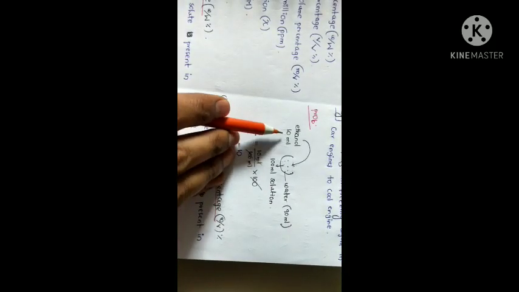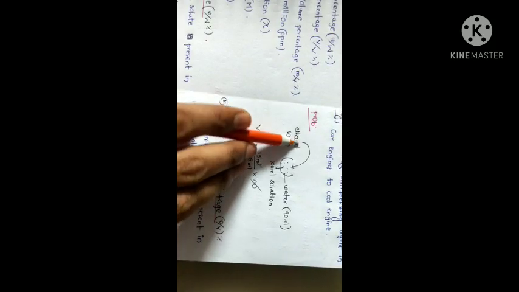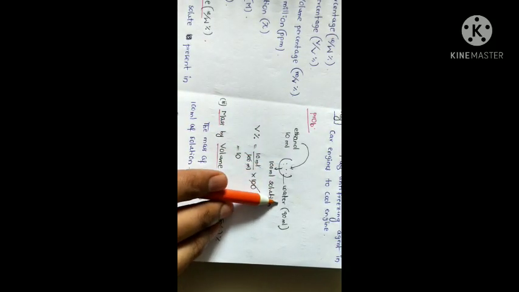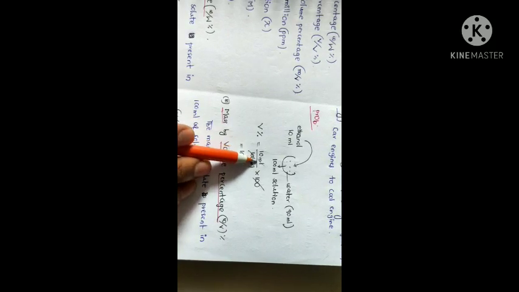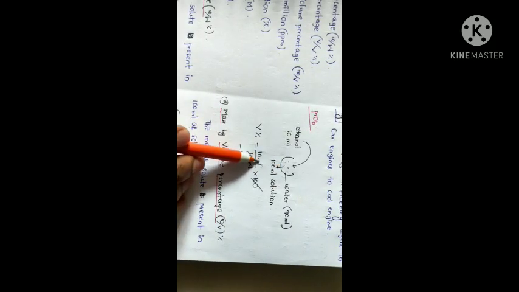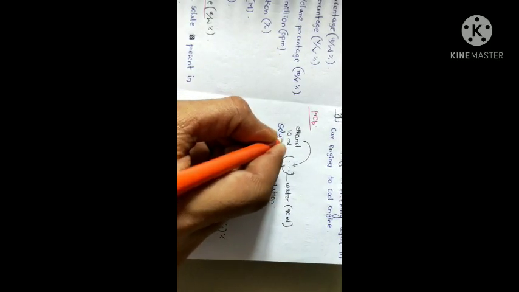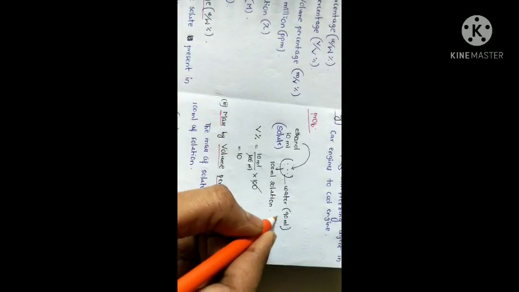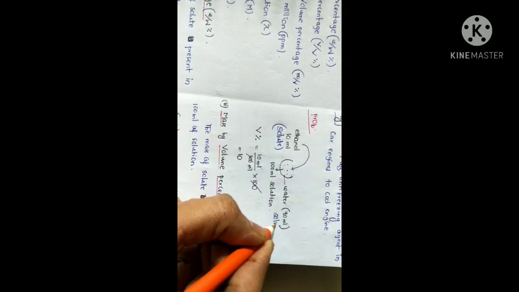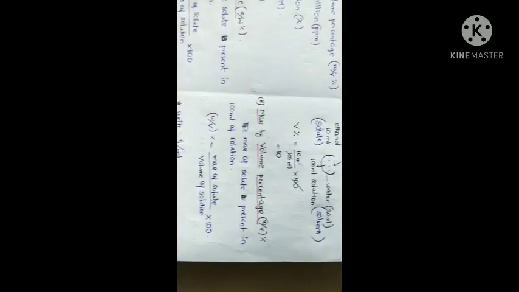Suppose 10 ml of ethanol is present in 90 ml of water. To calculate the volume percentage, how much is it? This is the volume of the solute, divided by the volume of the solute plus the volume of the solvent, times 100. It gives the volume percentage.